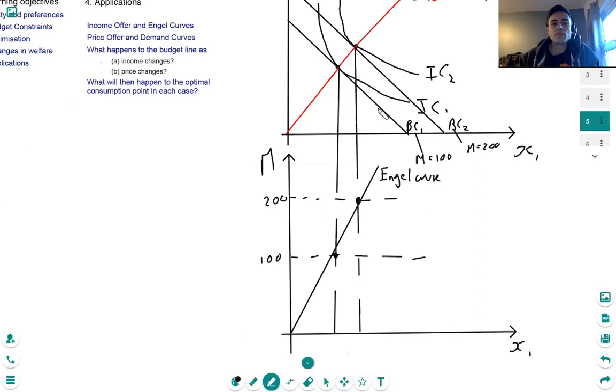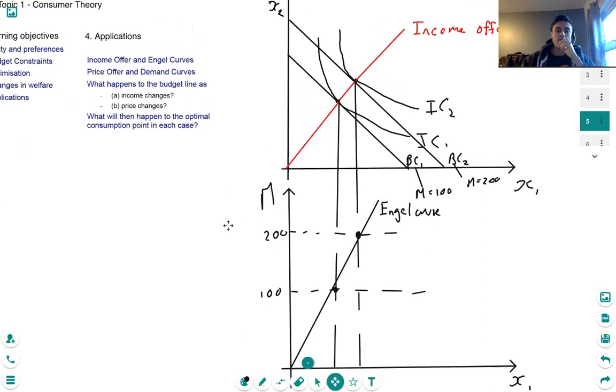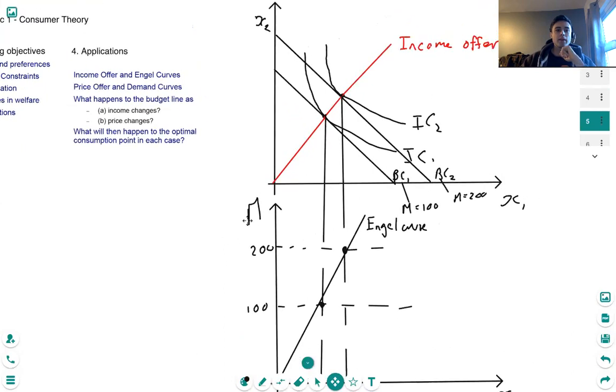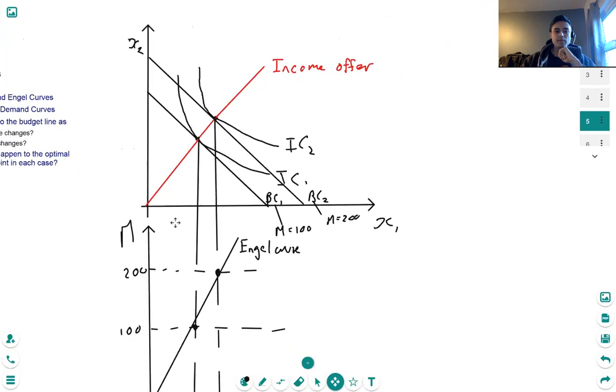Okay. So, given that demand for X1 increases as income increases, would you say that's a normal good, or inferior good, or what type of good do you think it is? A normal good. Yeah. So, when the Engel curve is positive, and there's a positive function, then it's a normal good. Cool. So that's the income offer and Engel curves.